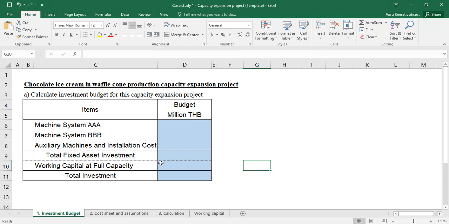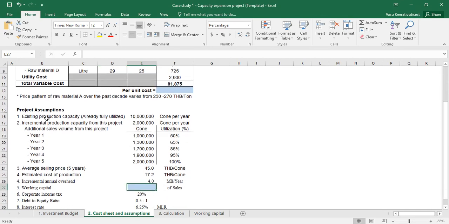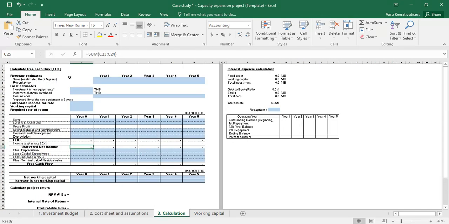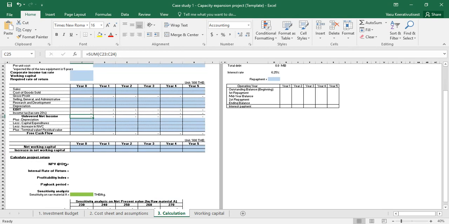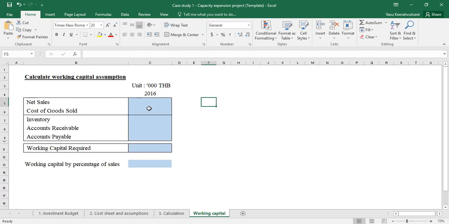When you look at this template, it consists of four sheets. The first one is the investment budget. The second one is the estimated production cost sheet, or project assumption. Here's a calculation that you are quite familiar with: a projected income statement, free cash flow calculation, and financial returns. Here is the interest expense calculation for your project, and here is the working capital calculation using the percent of sales method. First of all, we will work on the working capital.